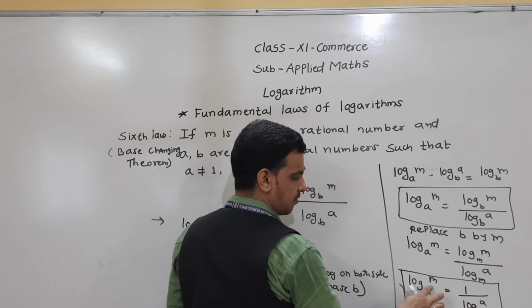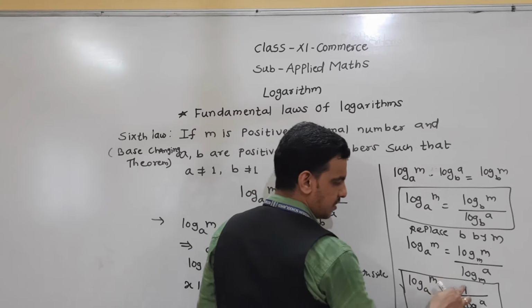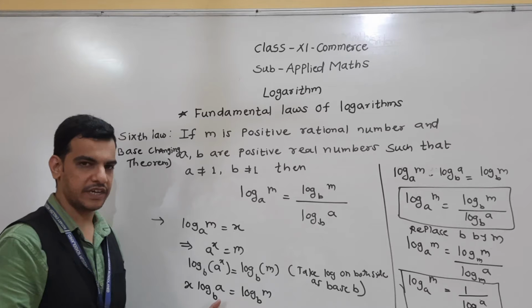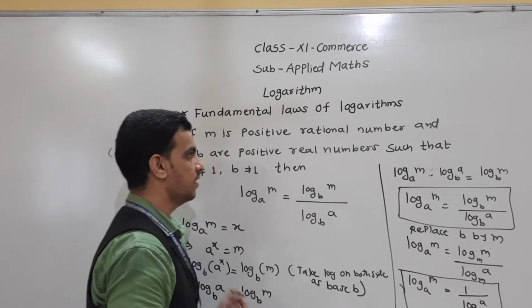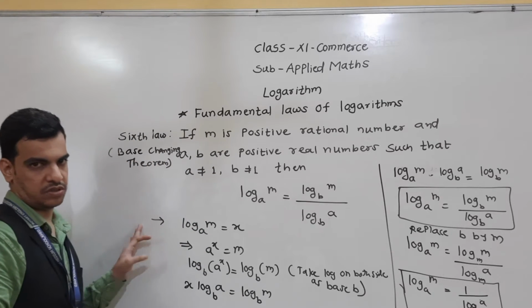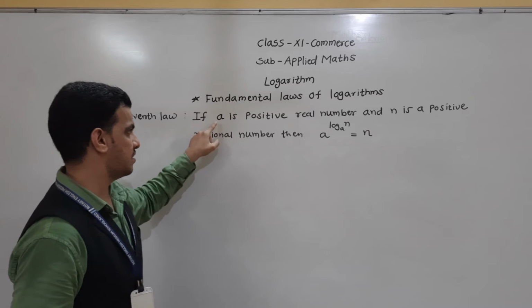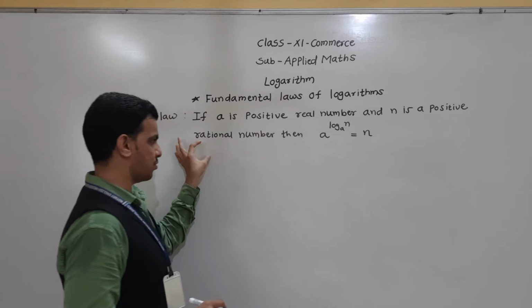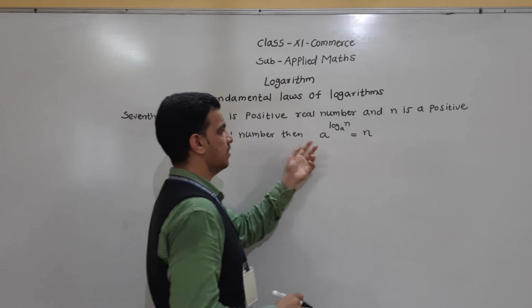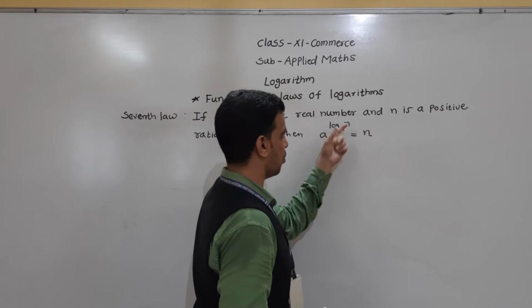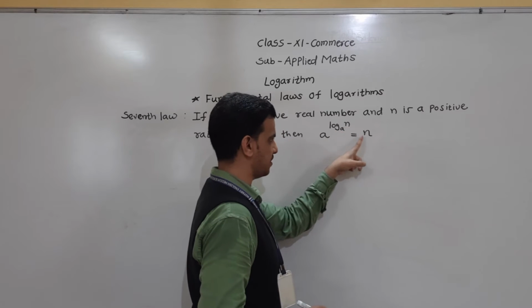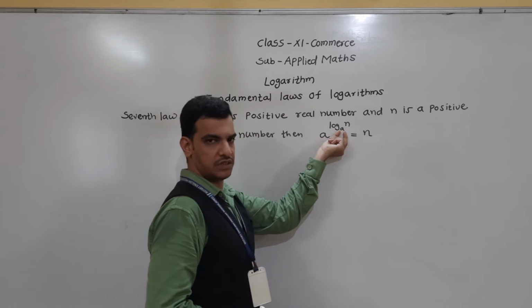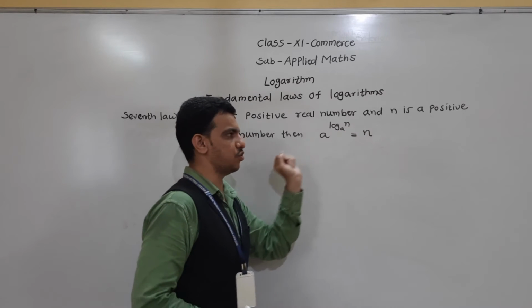So if we change the place of argument and base, it is equal to 1 upon log of a to the base m. Okay, now we will take the next law. The seventh law is, if a is a positive real number and n is a positive rational number, then a raised to log of n to the base a is equal to n. Okay, means if this base and this base are equal, then the answer is directly the argument.